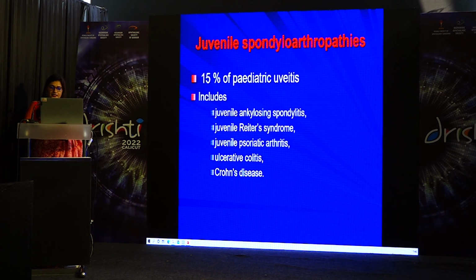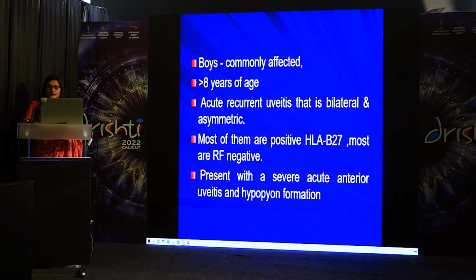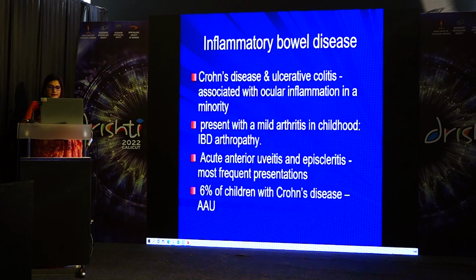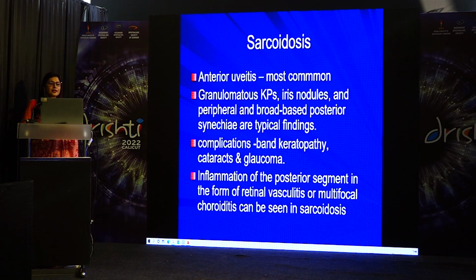Juvenile spondyloarthropathies make up 15% of pediatric uveitis, which includes juvenile ankylosing spondylitis, Reiter's, psoriatic arthritis, ulcerative colitis, and Crohn's disease. It usually affects boys more than 8 years of age, with acute recurrent uveitis that is bilateral and asymmetric, and they are HLA-B27 positive, but most are RF negative. They can also present with a severe acute anterior uveitis and hypopyon formation. IBD, inflammatory bowel disease, Crohn's and ulcerative colitis, are associated with ocular inflammation in a minority.